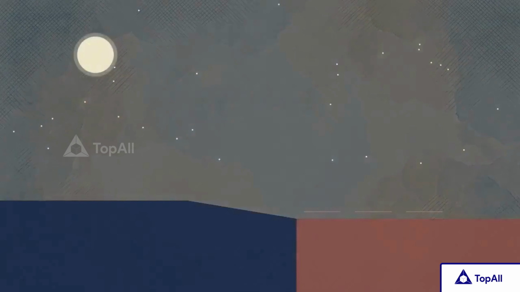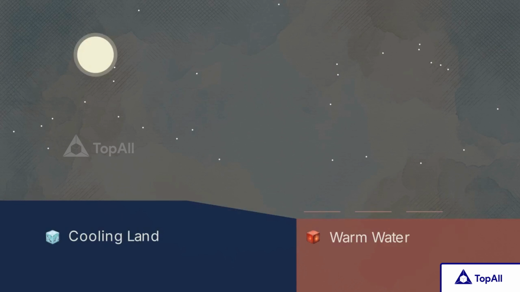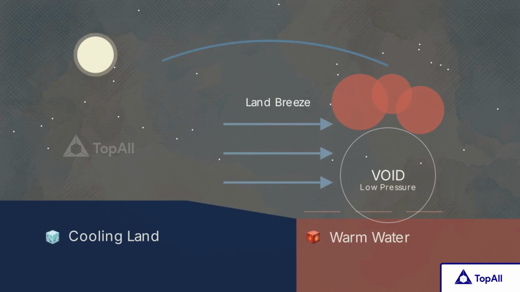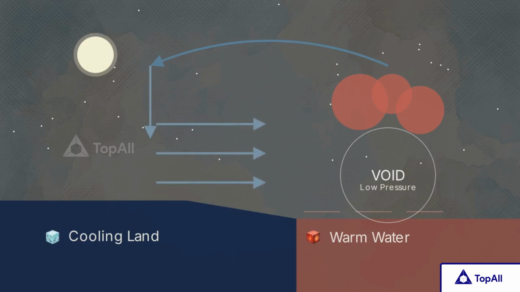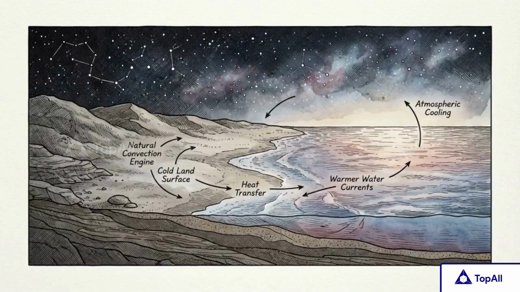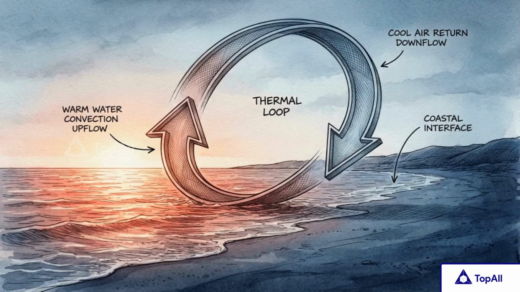In this nighttime diagram, the convection cycle runs in reverse. Air over the warm water expands and rises vertically. The void is now over the ocean. Cooler, denser air from the land flows out to sea to fill this zone, creating the nocturnal land breeze. Gravity, density, and buoyancy govern this entire process. Because it relies entirely on natural environmental differences to move the fluid, physicists classify this specific mechanism as natural convection.